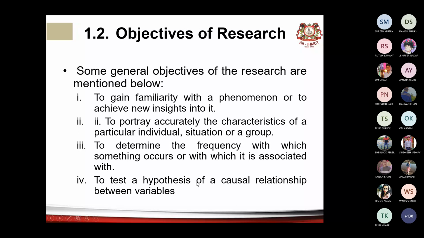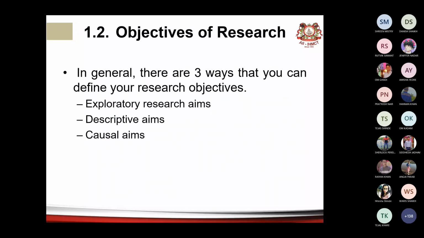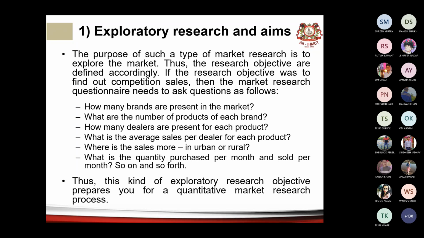Okay, so this is about the objectives. There are many, many objectives also. As I told you, I have selected how much I want you all to know, how much is required for you all to understand and do a fair research. Now, there are three ways that you can define your research objectives: exploratory research aims, descriptive aims, and causal aims. As I told you, cause and relationship will come later. So let's go ahead and see what is exploratory.